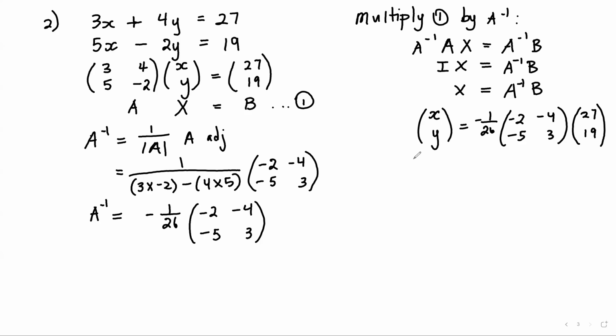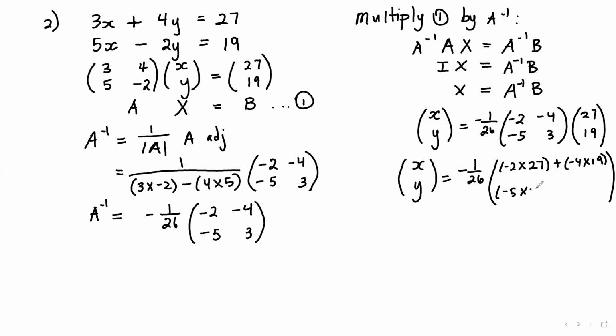All right, so then this would be X, Y equal to, notice I'm not multiplying by the fractionals yet. That's the last thing that I'll do. I'm just going to do my matrix multiplication here. So this will be negative 2 times 27, and again, I'm writing this out just for explanation purposes. Negative 2 times 27 plus negative 4 times 19. That's my first element. And then negative 5 times 27 plus 3 times 19.